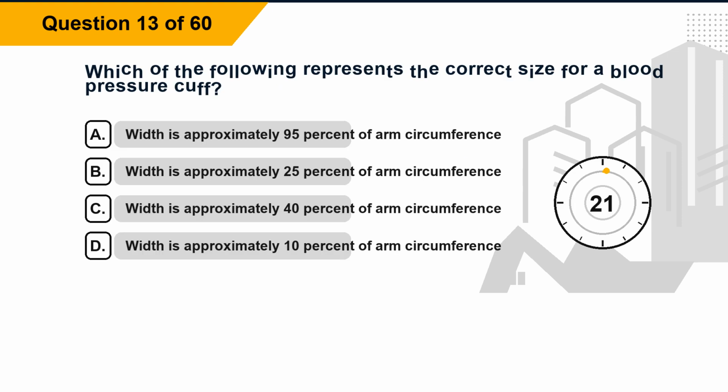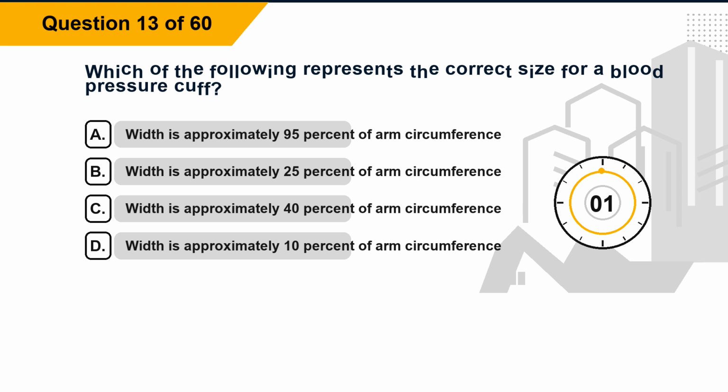Question 13. Which of the following represents the correct size for a blood pressure cuff? Option A. Width is approximately 95% of arm circumference. Option B. Width is approximately 25% of arm circumference. Option C. Width is approximately 40% of arm circumference. Option D. Width is approximately 10% of arm circumference.